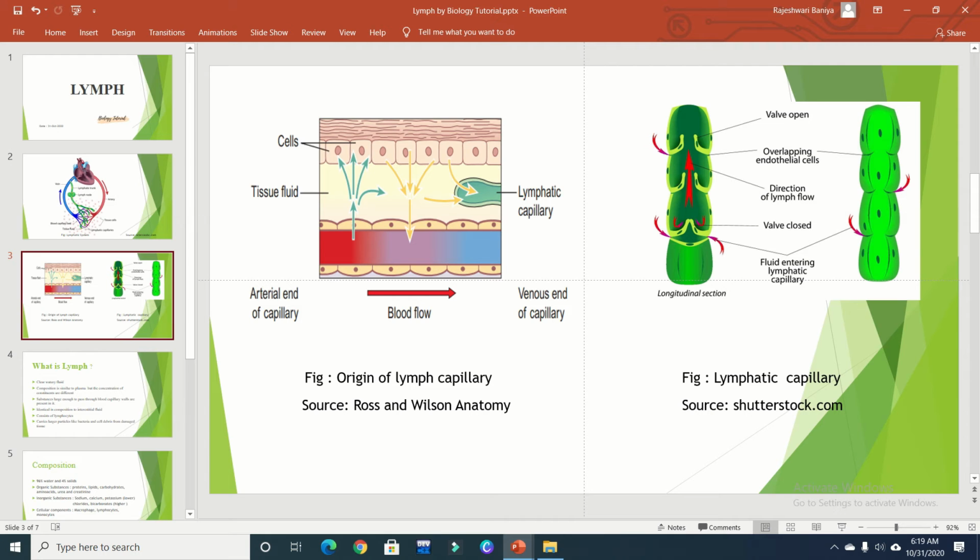When the pressure of the fluid at the outside becomes more, then the fluid will enter through this hole. It will move upwards. There is the presence of a valve which will prevent the backflow of the liquid.